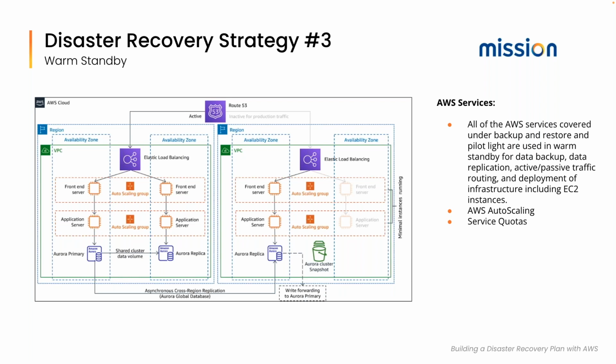For an active passive configuration such as pilot light, all traffic initially goes to the primary region and it is switched to the disaster recovery region when the primary region is no longer available. This failover operation that I'm talking about can be either initiated automatically or it can be switched manually.